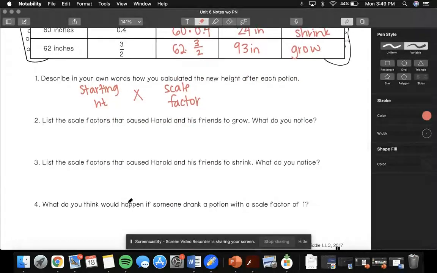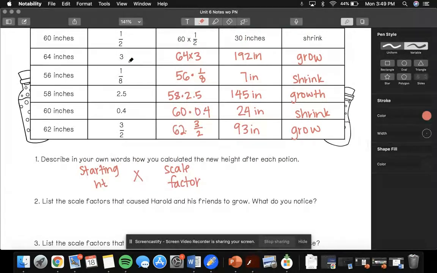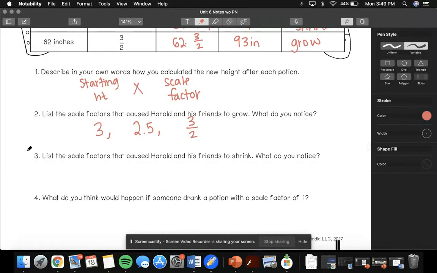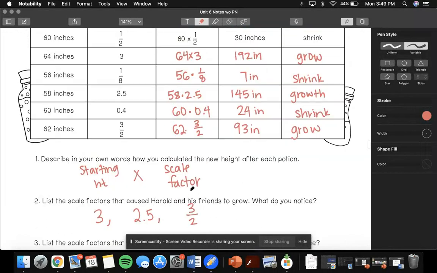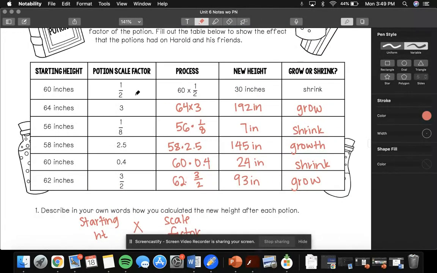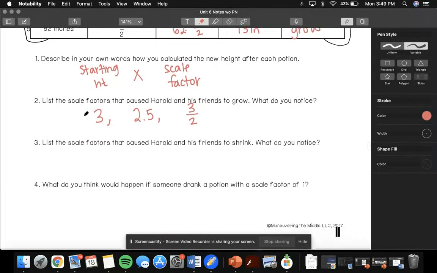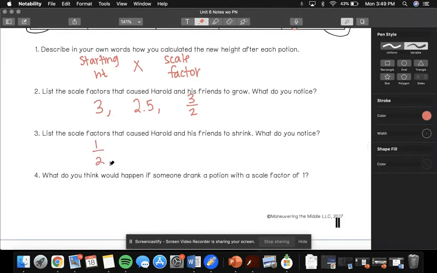Okay, list scale factors that caused Harold and his friends to grow. So grow: 3, 2.5, and 3/2. Okay, list scale factors that caused Harold and his friends to shrink: 1/2, 1/8, and 0.4.